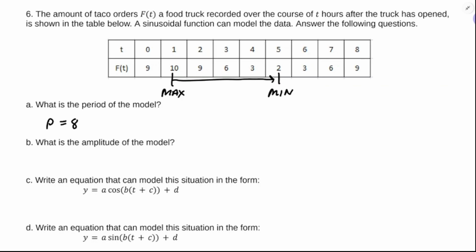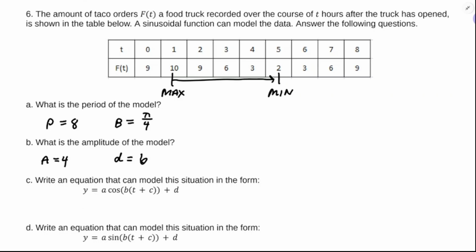In the last example, the period was 8, and we saw that b was equal to pi over 4, so I'm not going to go through that whole thing again. The amplitude of the model is going to be half the difference between the maximum and the minimum. Half of 8 is going to be 4. And the midline, which is going to give me the value of d in the model, is going to be 6, halfway between 2 and 10.